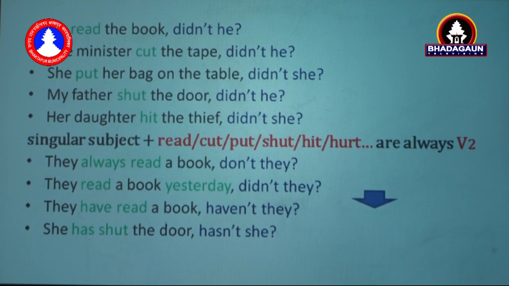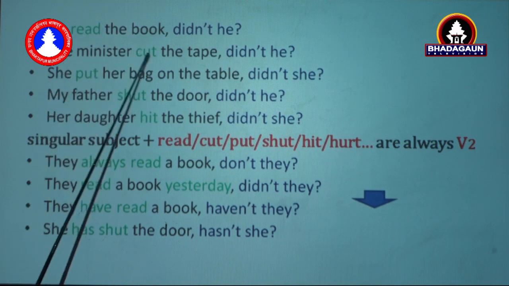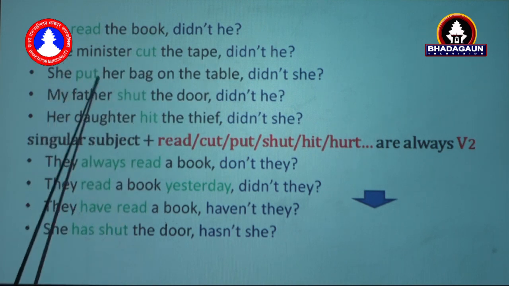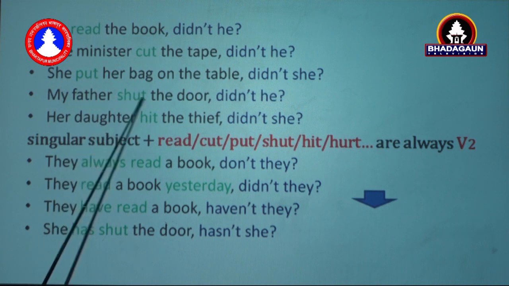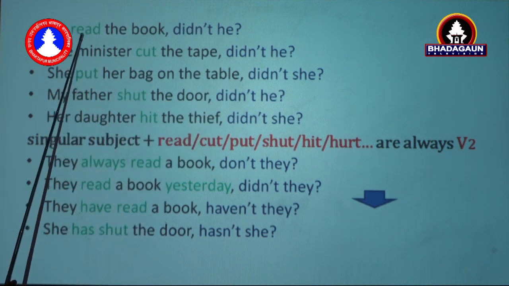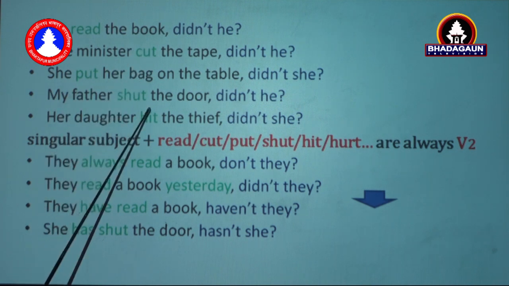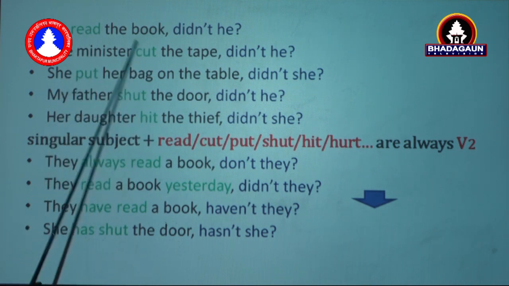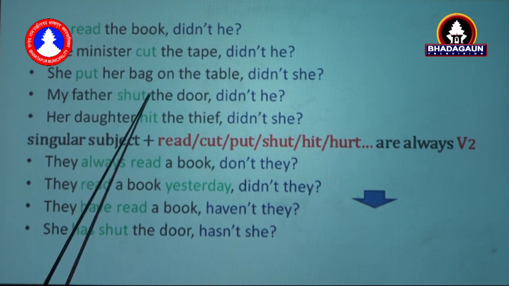Now regarding the next one. He read the book. The minister caught the tape. She put her bag on the table. My father shut the door. Her daughter hid the thief. Here the highlighted words read, caught, put, shut and hid are the main verbs. So regarding these sentences, we cannot see an auxiliary verb present there.